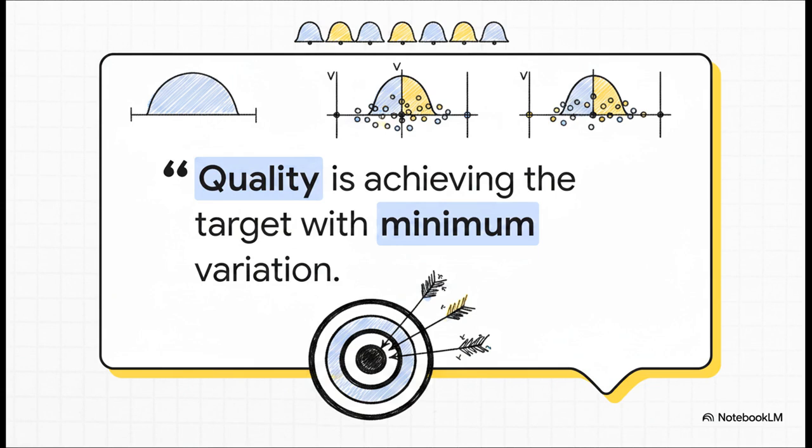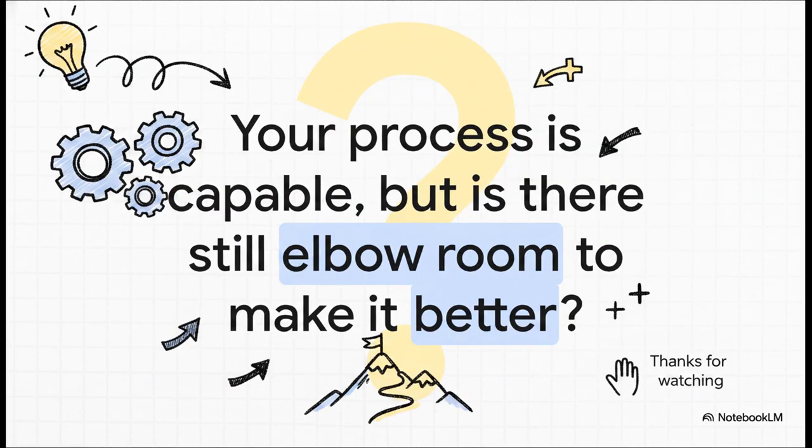That's it. It's not just about staying within the lines. It's about hitting the bullseye over and over and over again, as consistently as humanly possible. And that's the big idea I want to leave you with today. Think about our process. That CPK of 1.45, it's really good. The process is capable. But what that number also tells us is that there's still elbow room. There's still room for improvement.